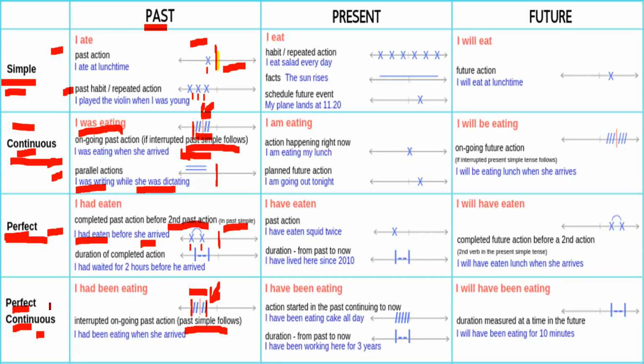The last one, again, two events, one of a longer duration, another one an interrupting on-the-spot action in the past, and the first one is had been eating. This is the longer duration in the past, which happened firstly, and again after that, another interrupting action happened on the spot, in the past simple tense.